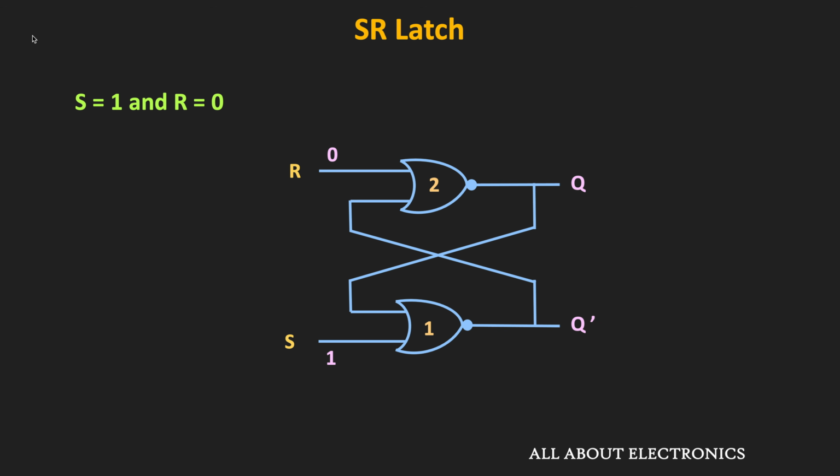That means whenever S is equal to 1 and R is equal to 0, then Q is equal to 1 and Q bar is equal to 0.